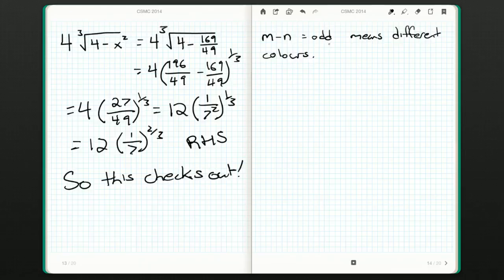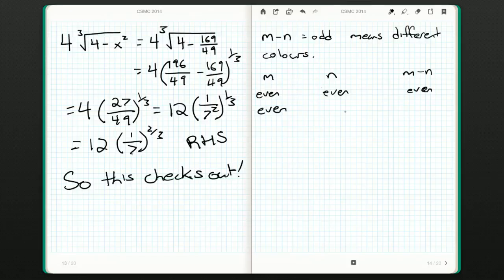So M minus N is odd means different colors. Well, we don't really know what M and N are. Obviously, they're numbers between 1 and 10. But if we're talking about a difference being odd, we could have a couple cases. We could have M and N, and then M minus N. So if M is even and N is even, well, the rule doesn't say anything about these 2 lockers. They could be the same color or not.